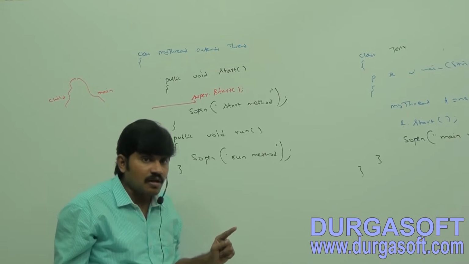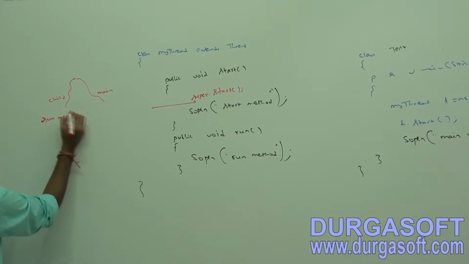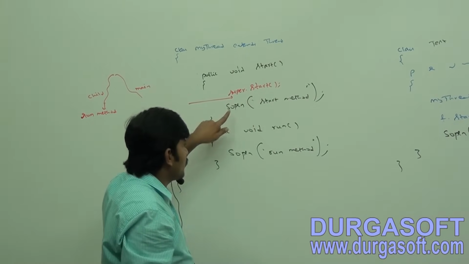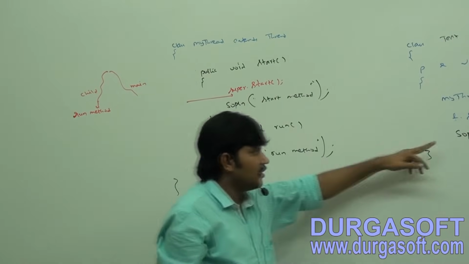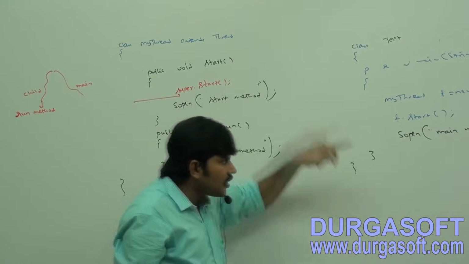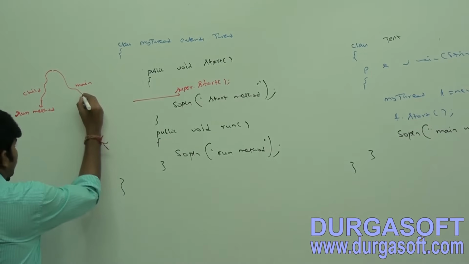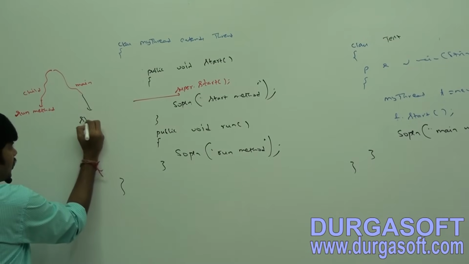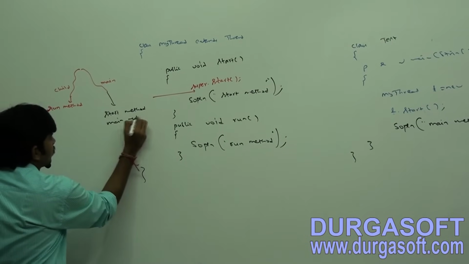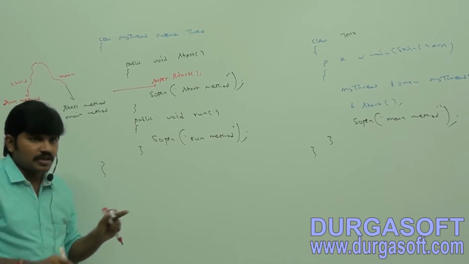Correct or not? The child thread's job is always the run method. That's why the run method is executed by which thread? The child thread. Are you getting? The main thread is responsible to execute the remaining. What is the remaining? After completing super dot start, it is the start method followed by the main method. So two SOPs will be executed by the main thread and one SOP executed by the child thread.